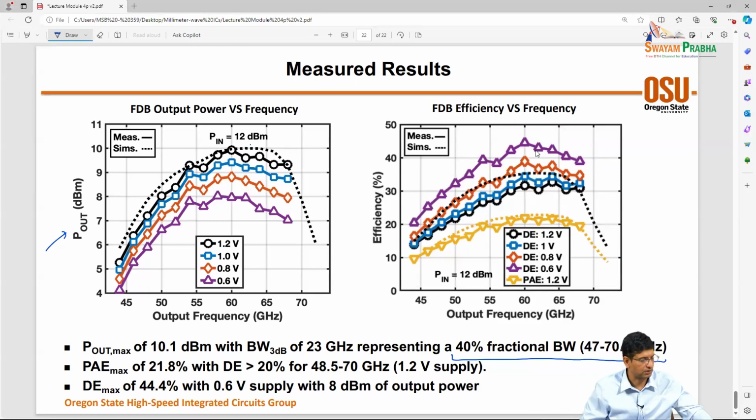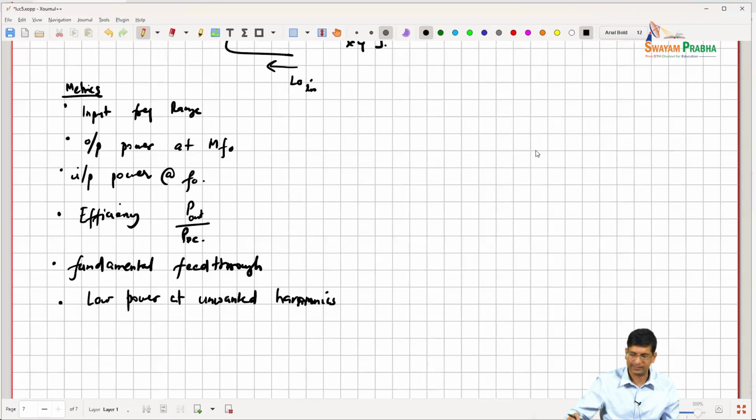So that was a very high level view of doublers, right? We'll now move to low noise amplifiers.